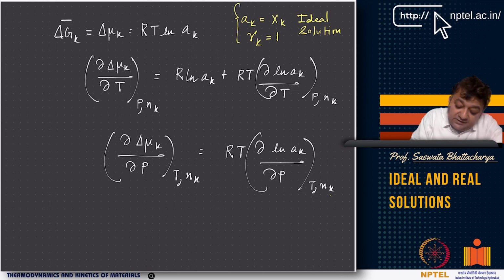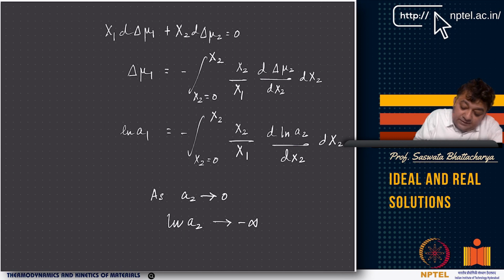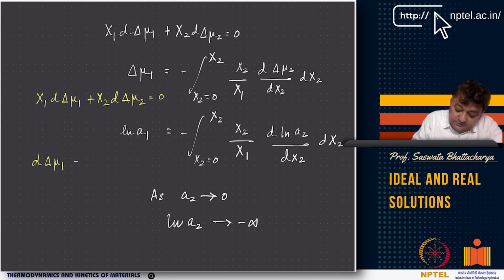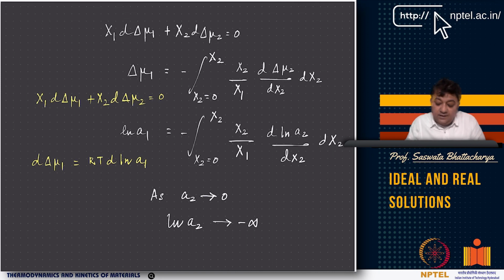If you see, delta mu k equals RT ln Ak, right? So if you look at that, you have x1 d delta mu 1 plus x2 d delta mu 2 equal to 0, and d delta mu 1 is RT d ln A1, and d delta mu 2 equals RT d ln A2.